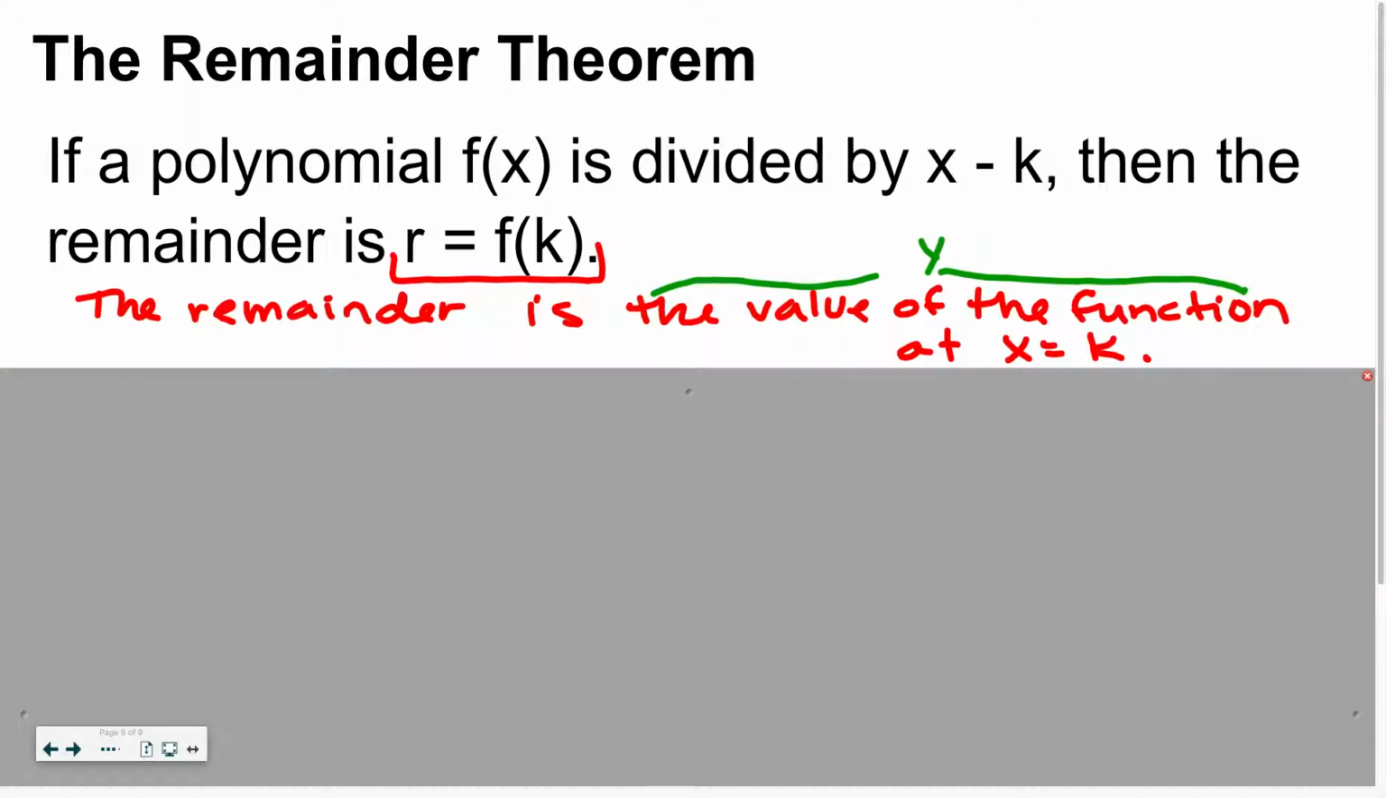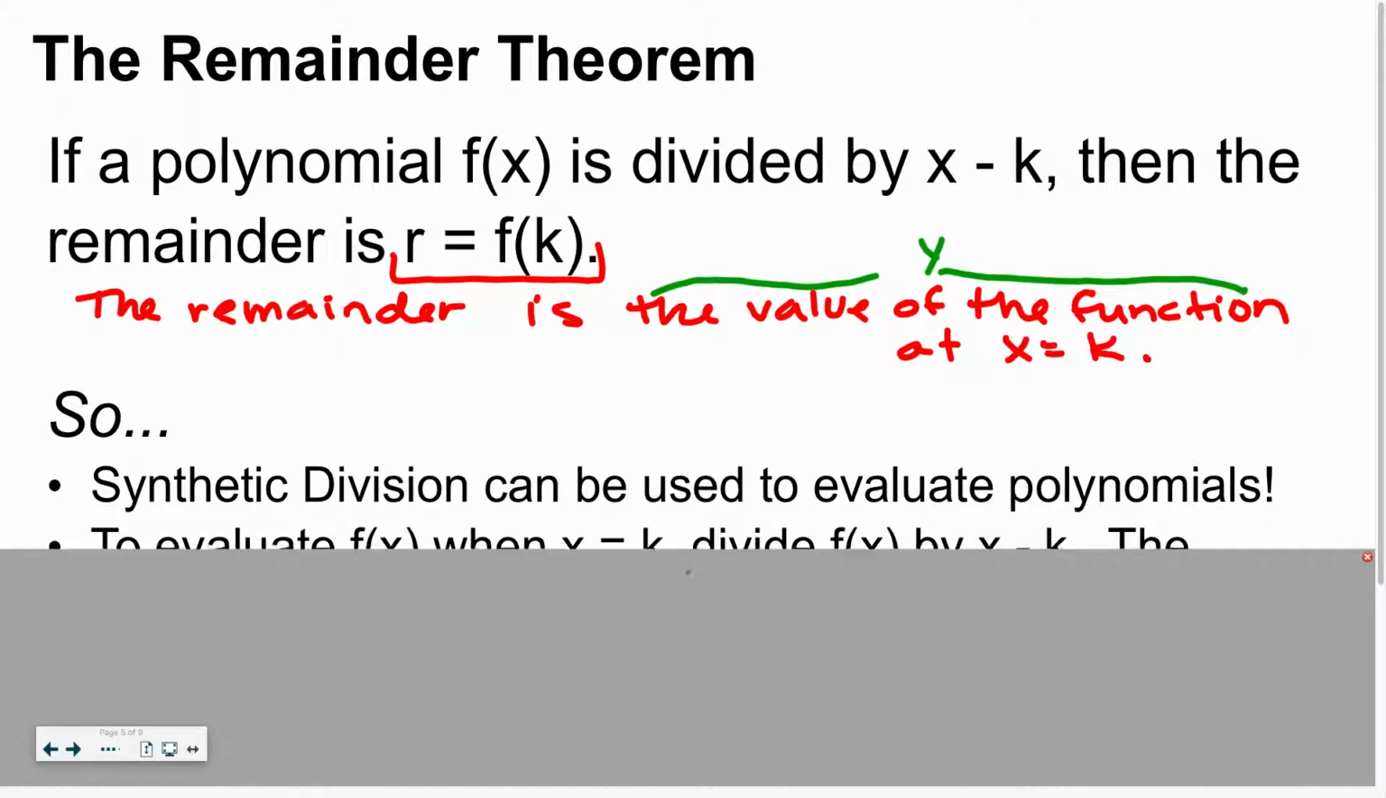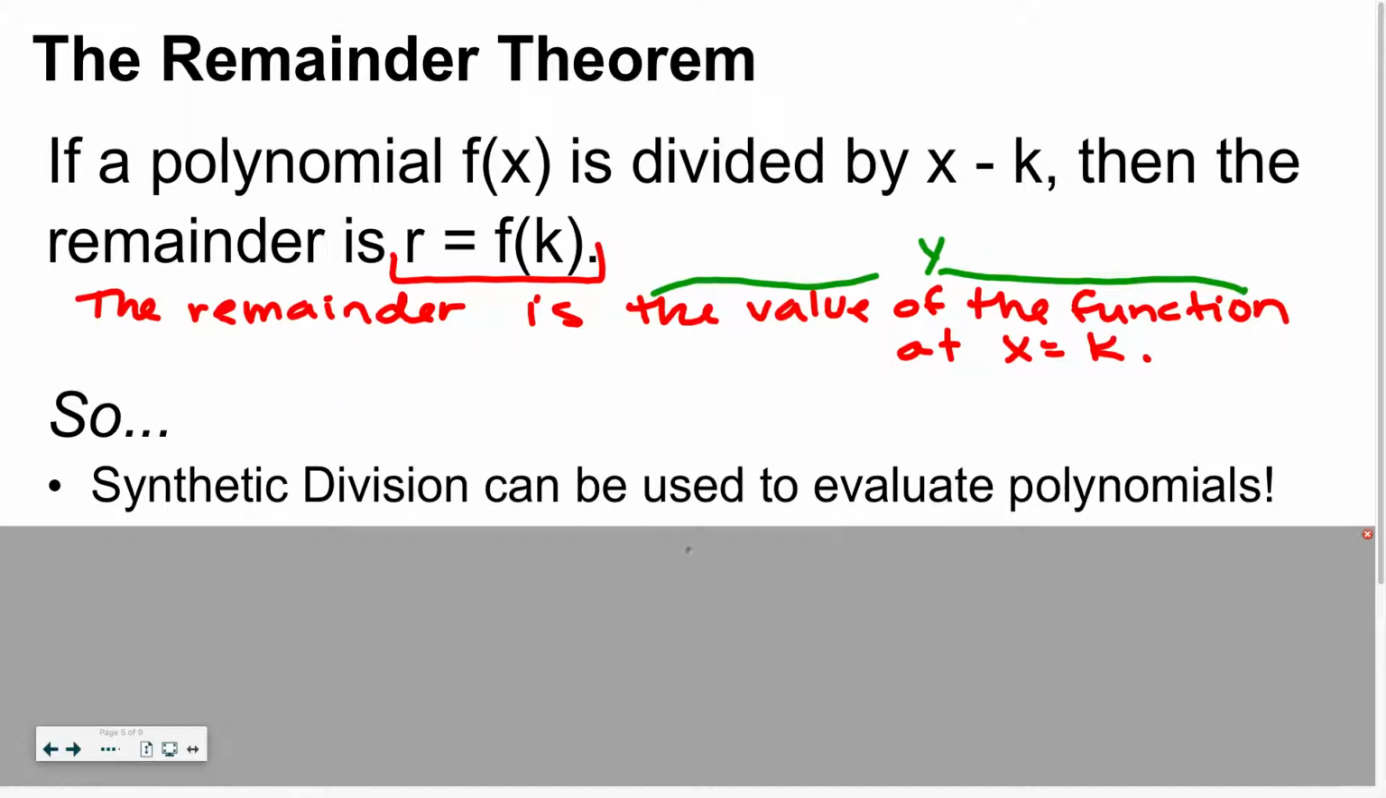Which makes sense because we're saying the remainder is equal to some function notation, and function notation is really just a fancy way to write y. This f of k means y when x equals k. So the remainder is y when x equals k. That's what the remainder theorem says. Okay? So what does that mean? Synthetic division can be used to evaluate polynomials.